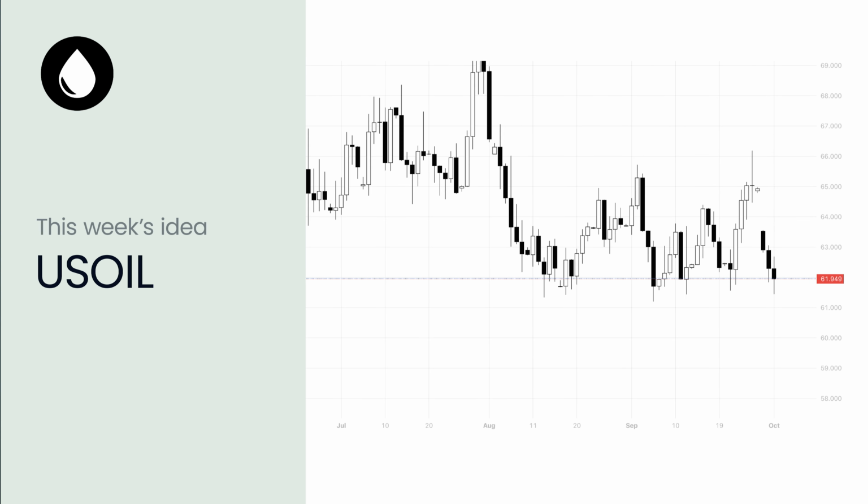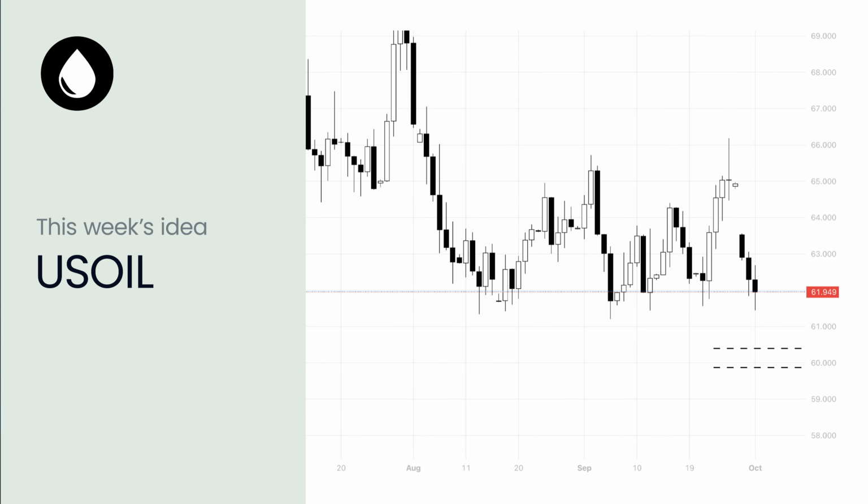Now for this week we are focusing on the short WTI crude oil with a potential target of $60. After testing the $65 area and showing a big distribution day, crude oil might reverse back to the downtrend and reach the price of $60. What is the narrative behind this idea?